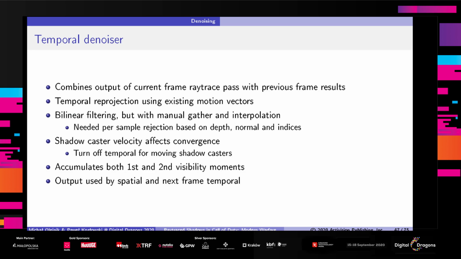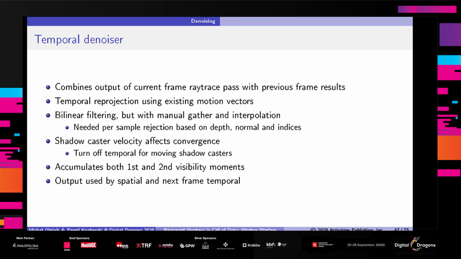The raytraced pass uses computed indices to determine per light visibility. Then it passes this information to the temporal denoiser. The temporal denoiser itself is a pretty standard temporal accumulation scheme with a feedback loop. There are a couple caveats though.